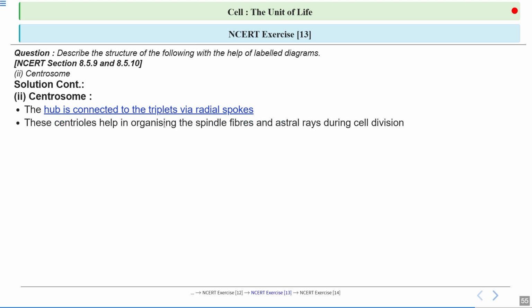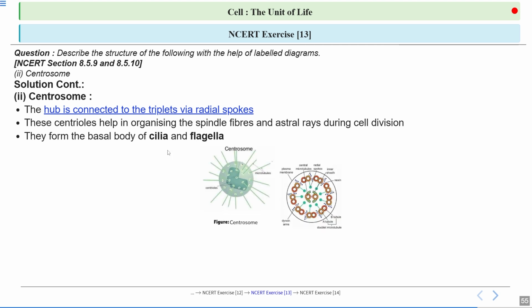These centrioles help in organizing the spindle fibers and astral rays during cell division. From these centrioles the microtubules will arise, and they will help in the organization of the spindle fibers. These spindle fibers are very important for the separation of the chromosomes. Now, they also form the basal body of the cilia and flagella as well.